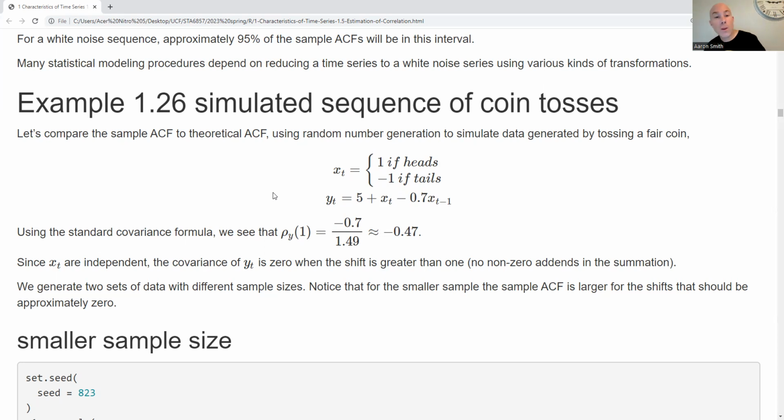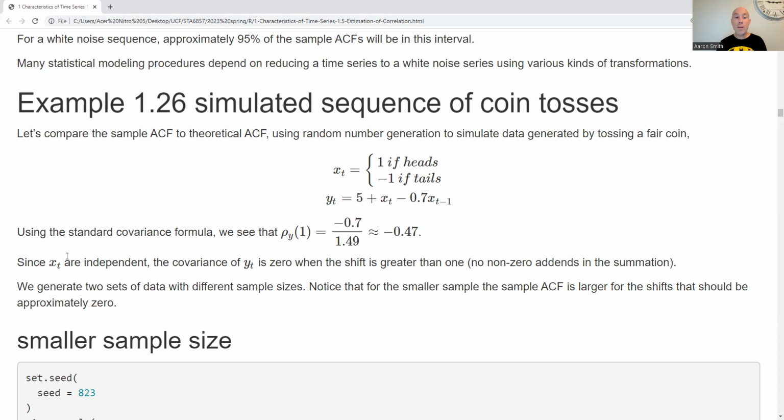All right, so it's going to work out that using the standard covariance formula, we can see that the true theoretical correlation for this is going to be approximately negative 0.47. This comes from the direct calculation, because in a previous video we went over the formula to compute this type of covariance.